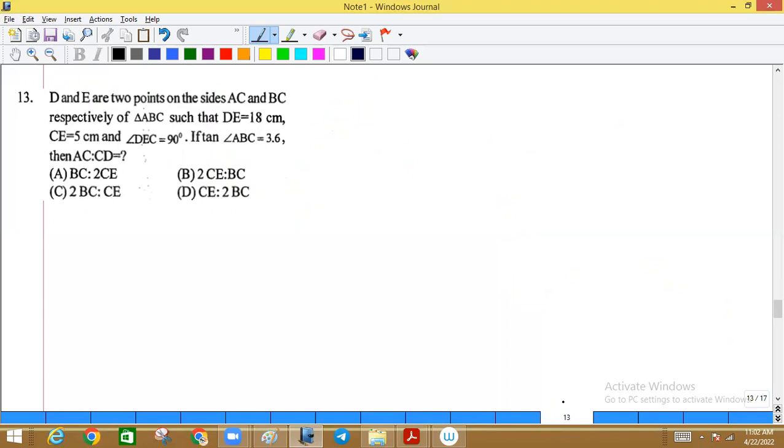D and E are 2 points on the sides AC and BC respectively of the triangle ABC, such that DE is equal to 18 centimeters, CE is equal to 5 centimeters, and angle DEC is equal to 90. And if tan of angle ABC is equal to 3.6, then what is AC to CD, he is asking you. First, I'll take D and E are 2 points on the sides AC and BC respectively of triangle ABC.